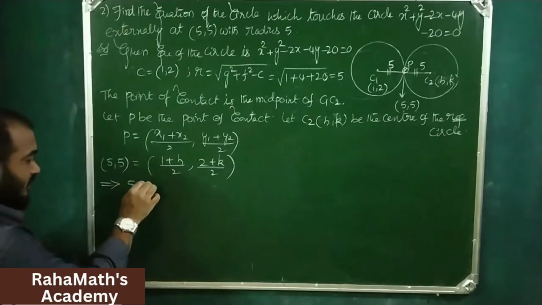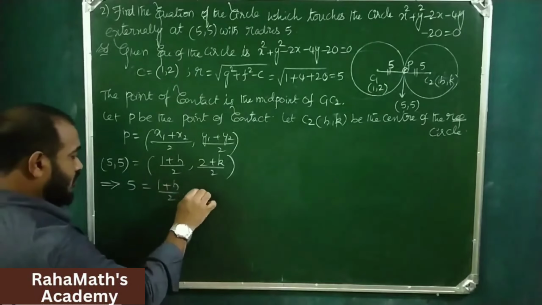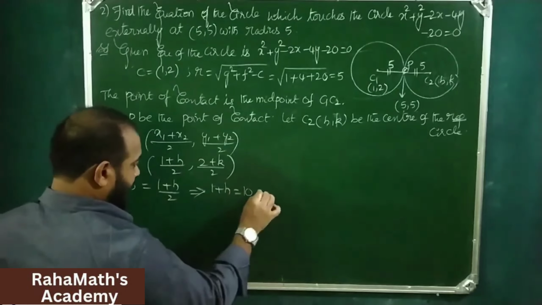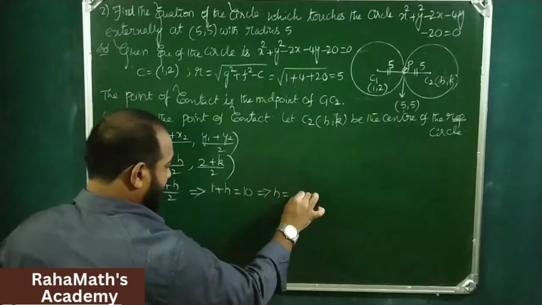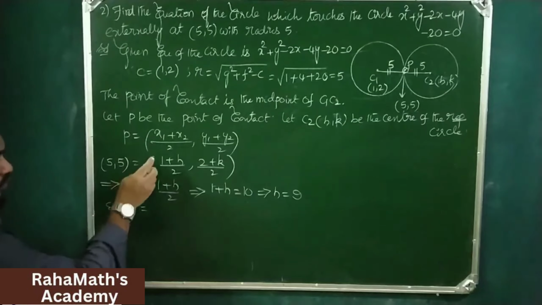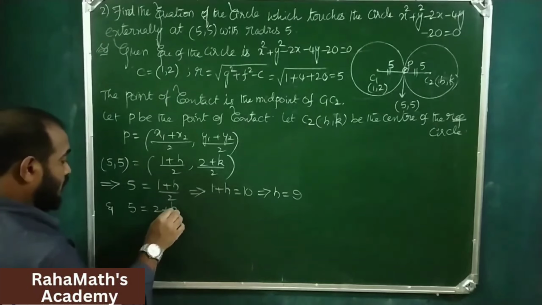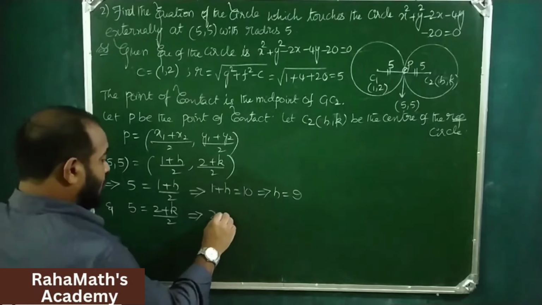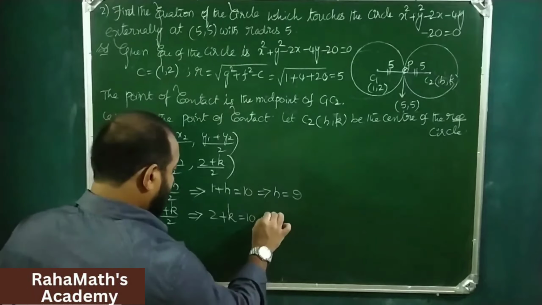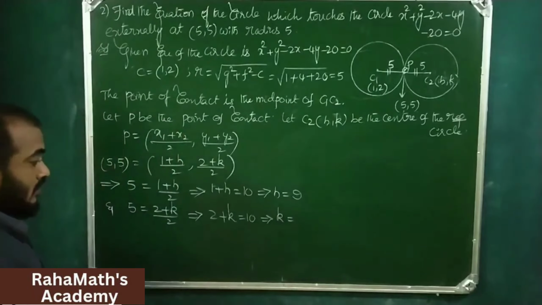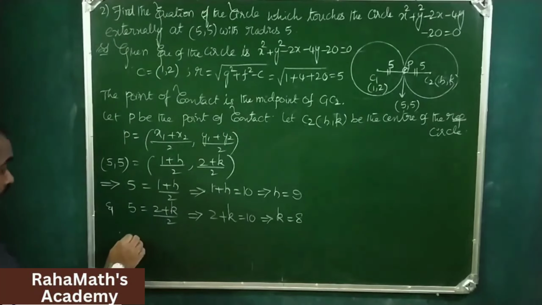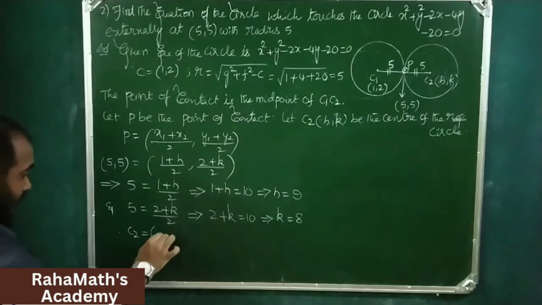That implies 5 is equal to 1 plus h by 2. 1 plus h is equal to 2 5s, which is 10. Therefore h is equal to 10 minus 1, which is 9. And 5 is equal to the y coordinate, 2 plus k by 2. So 2 plus k is equal to 10. K is equal to 10 minus 2, which is 8. Therefore, C2 is equal to 9 comma 8.